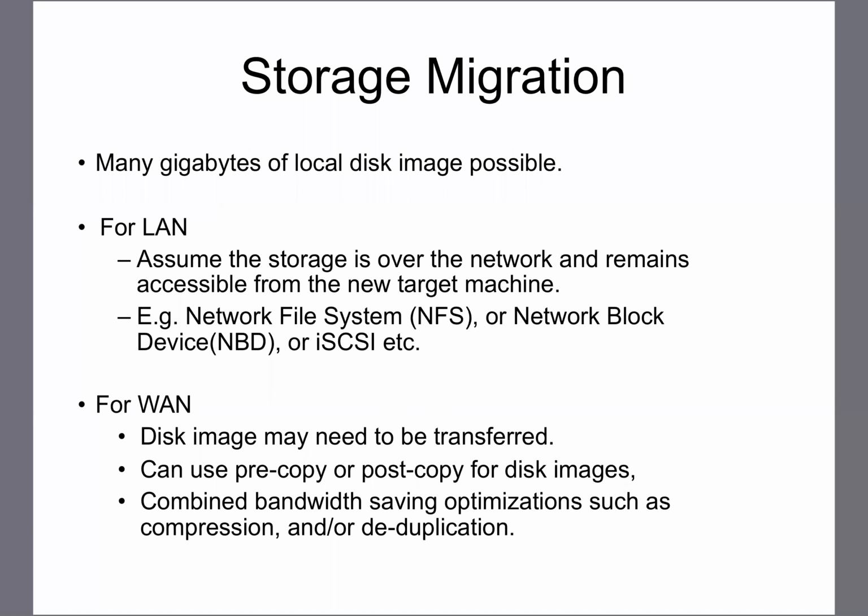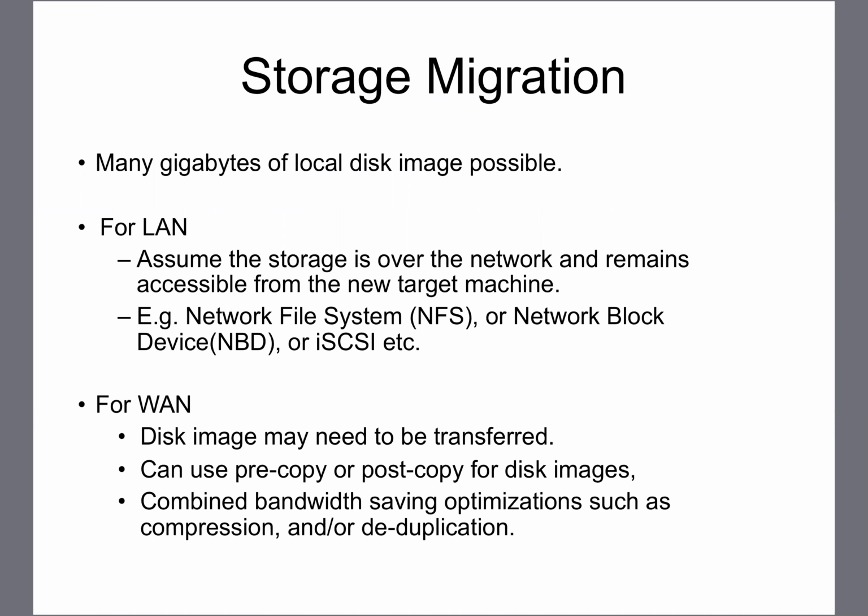So I mentioned storage a little while ago. If a VM has a virtual disk where all its file system and data is stored, so if you're migrating the VM within the local area network, usually storage is accessed over the network from a remote storage device, such as a network file system or a network block device or iSCSI. So if a VM was able to access storage at the source machine, it will also be able to access it at the destination machine. So it's not going to be a problem for the VM to access the storage.